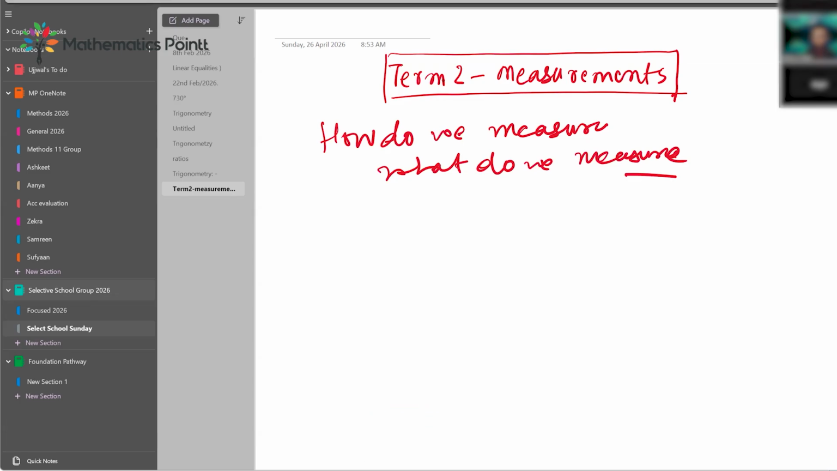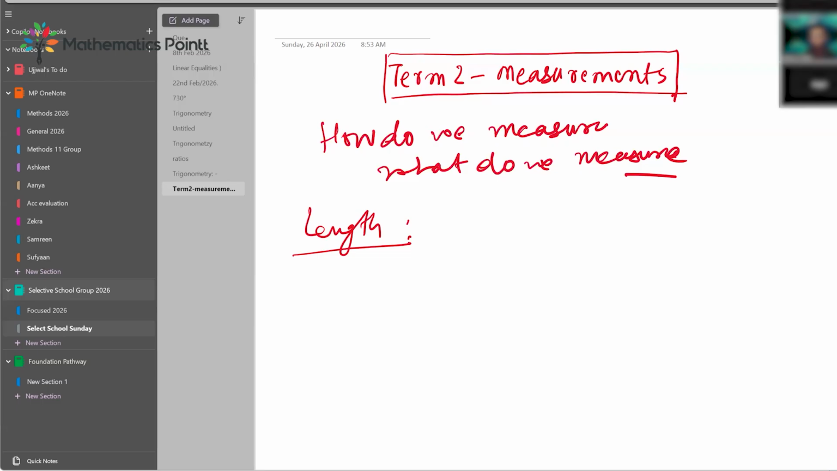Let's start with very basic measurement, which is the length. It might feel elementary to you, but everything starts with foundation. Right? All right. Length. How do we measure length?